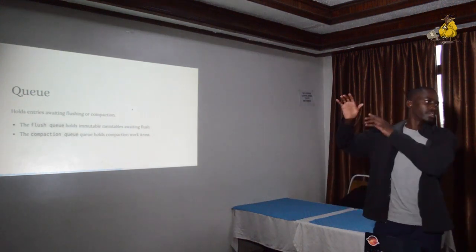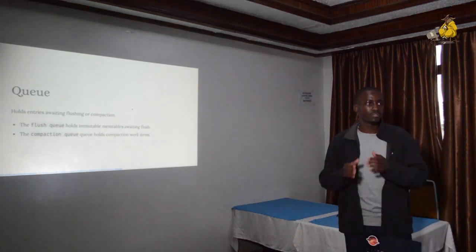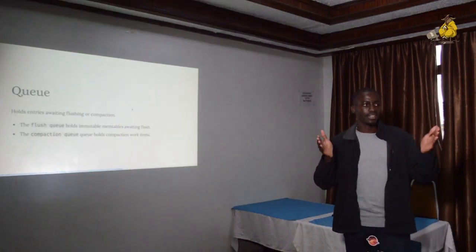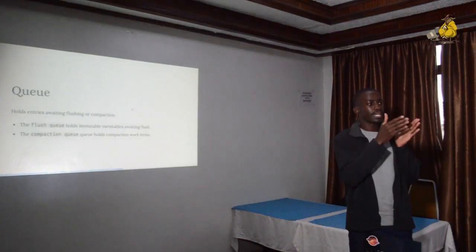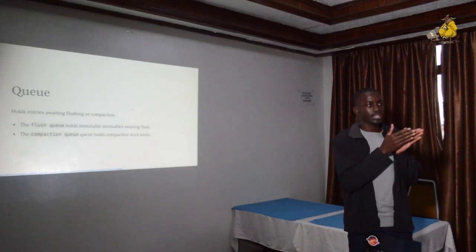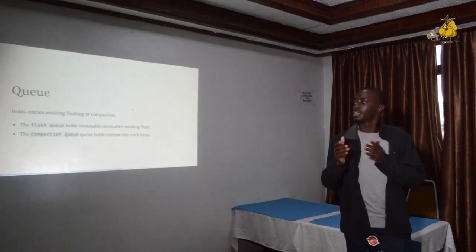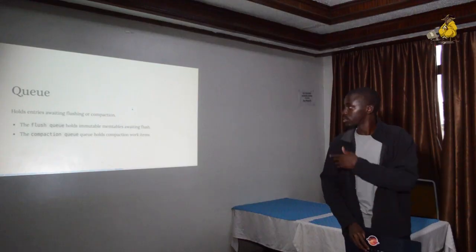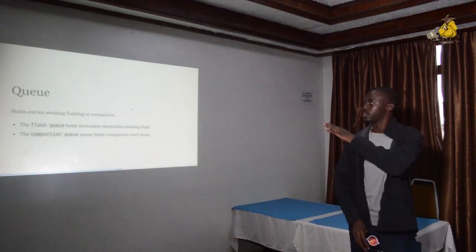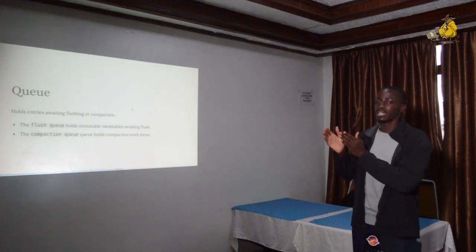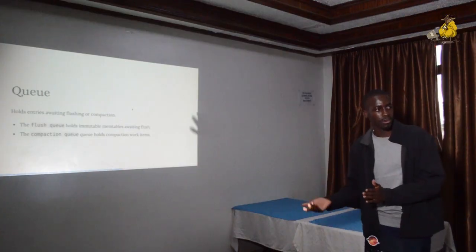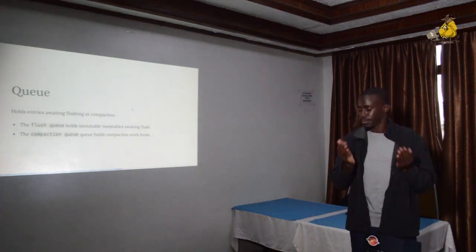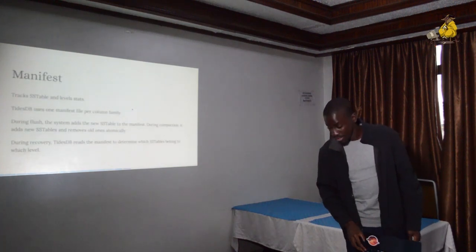The queue stores the list of immutable memtables. When it reaches the 64 KB threshold, it is stored in that queue. So there is a flush queue and a compaction queue. The compaction queue stores the SS tables that are being compacted, meaning that we maintain the LSM tree structure.